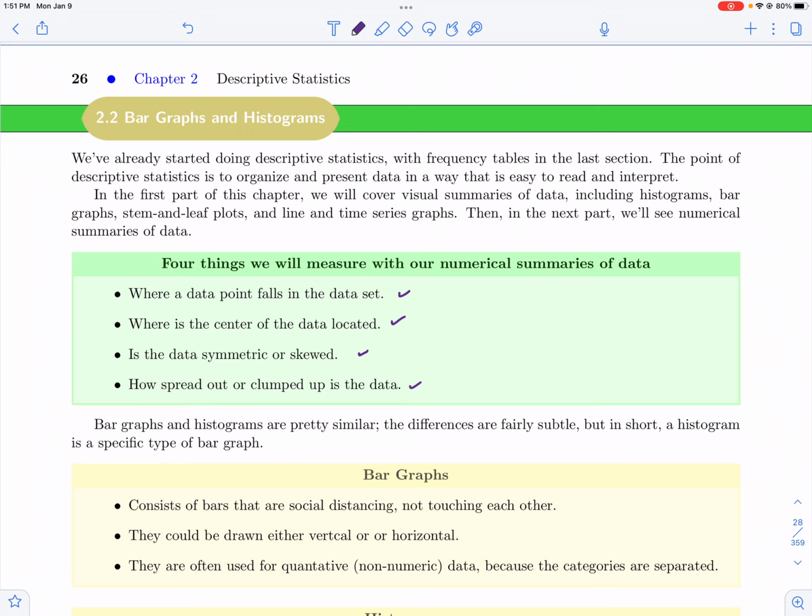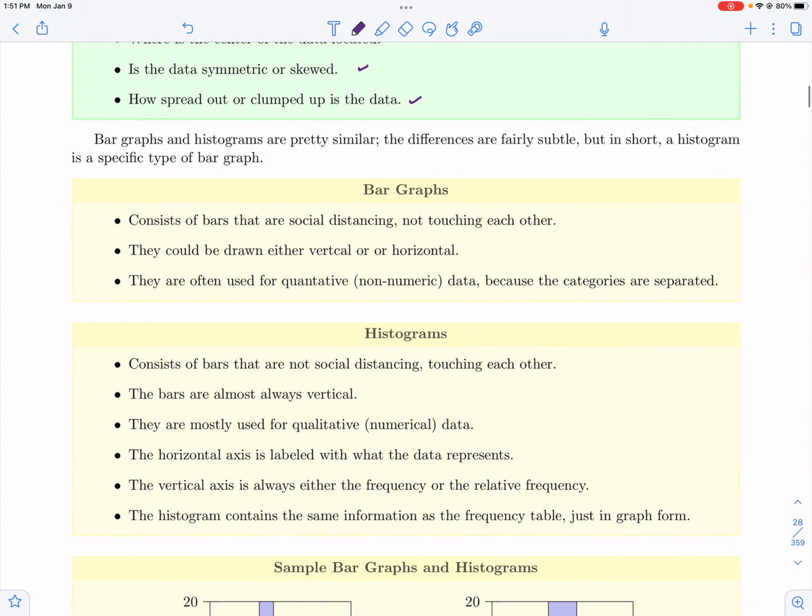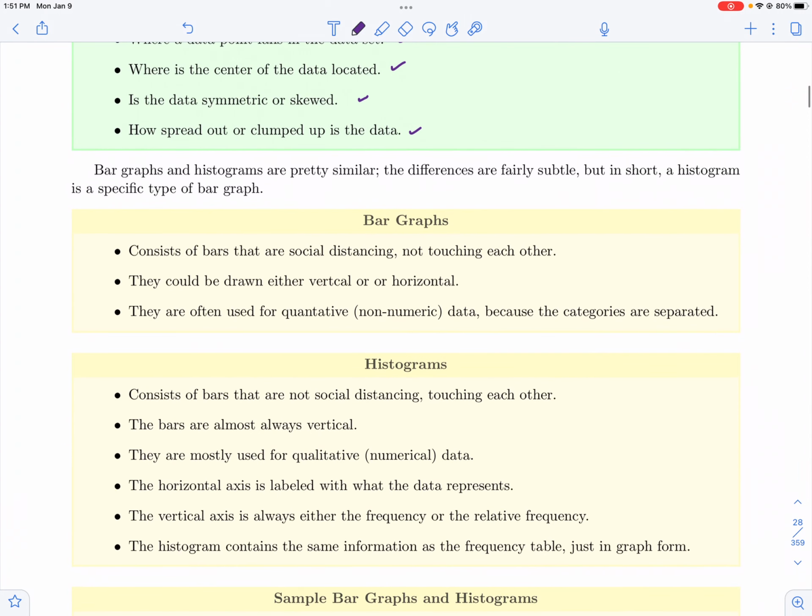So the two ways to represent data that we're going to talk about are either a bar graph or a histogram. Typically in statistics, the one that we're going to use almost exclusively is histograms, but I also want to explain what a bar graph is and what the difference is, so you can tell the difference just in case you encounter both of them. Bar graphs are bars that are not touching each other. There's a little bit of a space between the bars. They don't actually link together.